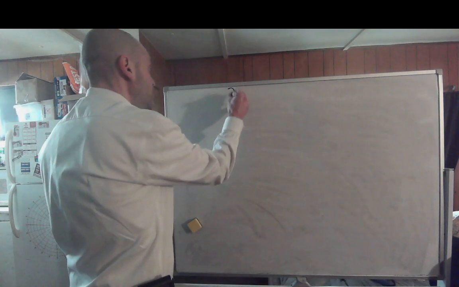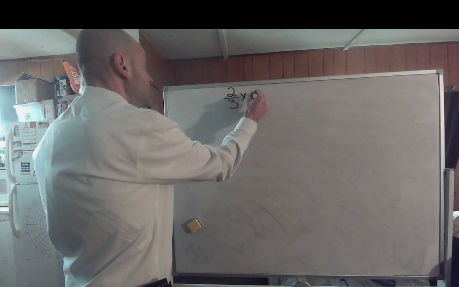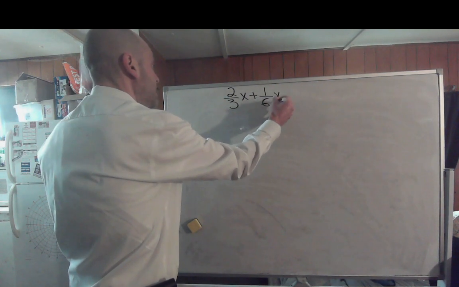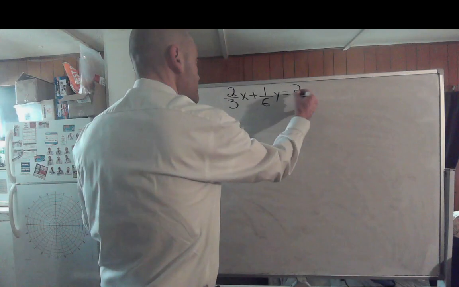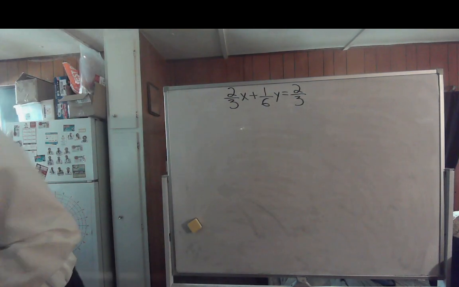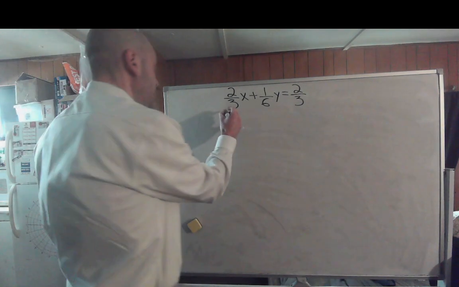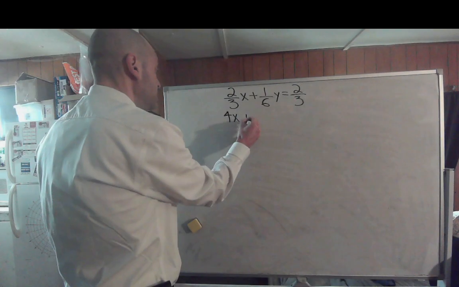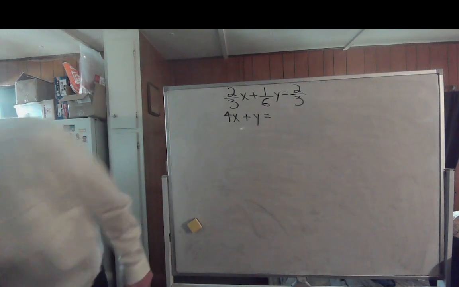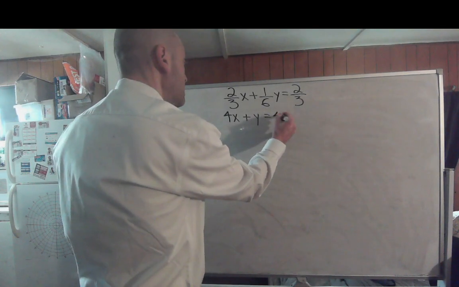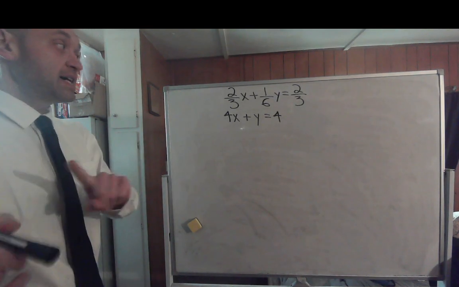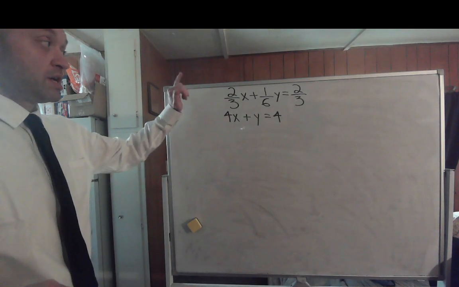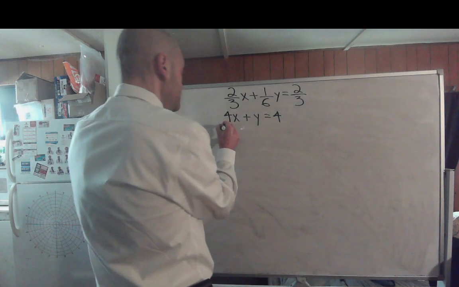All right. So now we have 2/3 x plus 1/6 y is equal to 2/3. And then you have 4x plus y is equal to 4. So in your first equation in the system, you got fractions. Well, for the time being, let's go ahead and deal with the first equation, all right? Let's go ahead and do that.